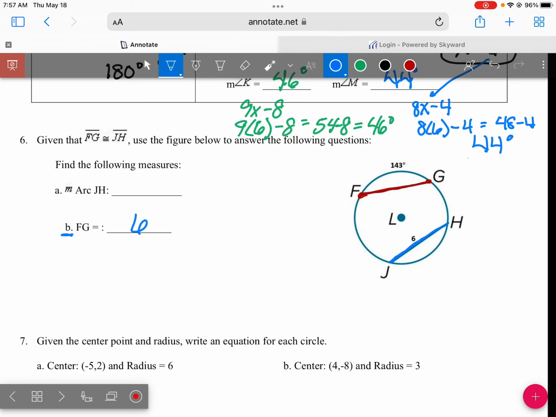And we know that this arc here in green is 143 degrees. If FG and JH are congruent, how could I find the measure of arc JH? Look at FG. Yeah, arc FG is 143, so is arc JH. Because the same length of a line segment cuts off the same part of the circle on the opposite side.